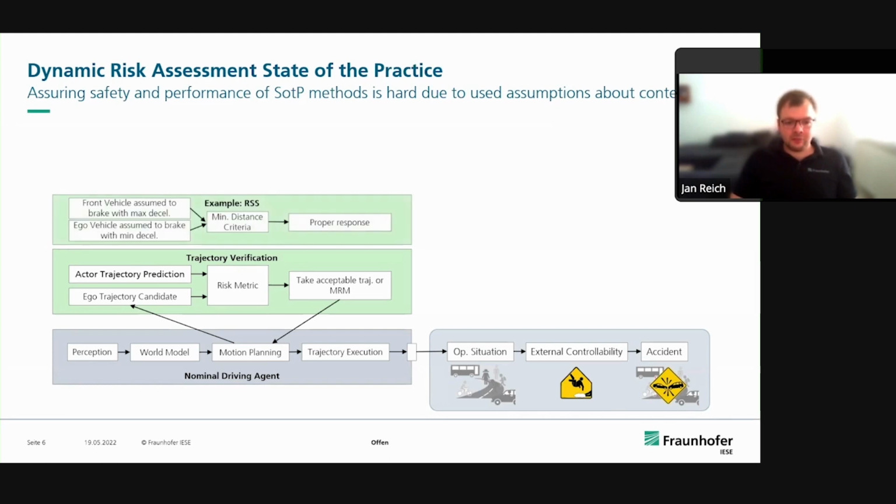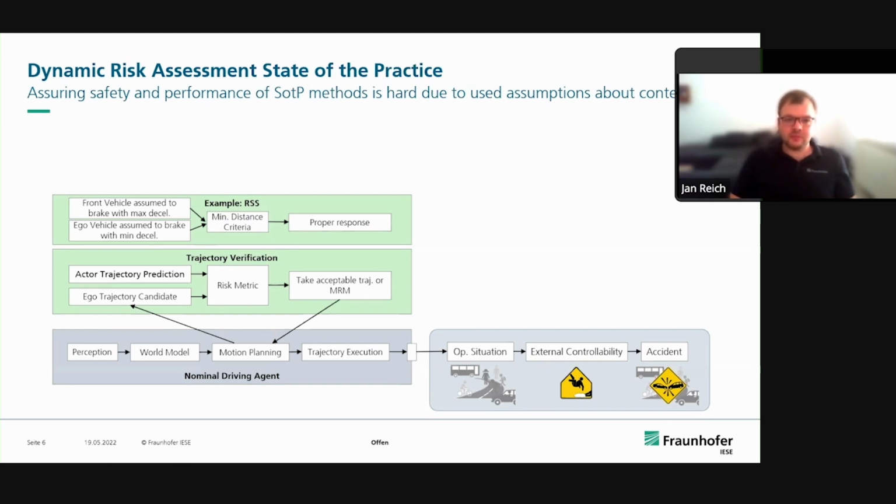One example where we, at first glance, might not think that this is a trajectory verification is the so-called responsibility-sensitive safety model. There are some equations which define, on the kinematic level, minimum distance criteria, which are effectively a binary risk criterion. And although this is not explicitly mentioned in the equations, the underlying motion model behind those equations assumes that the front vehicle brakes with maximum deceleration.